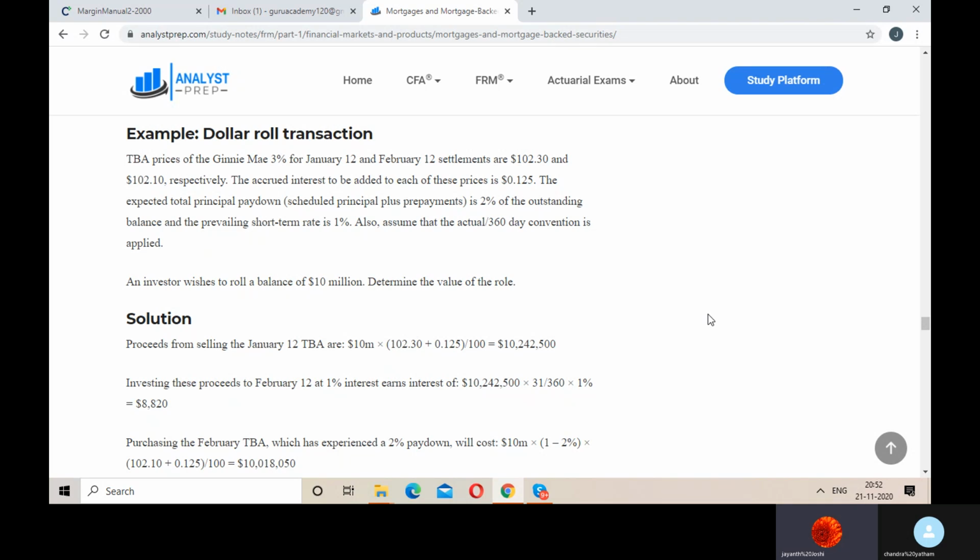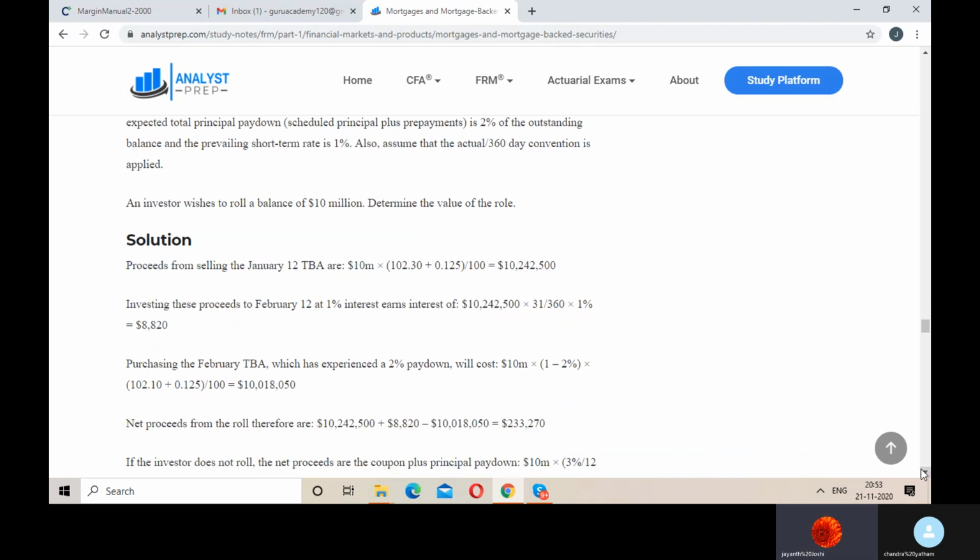The expected total principal pay down, scheduled principal plus prepayments, is 2% of the outstanding balance. So 2% is principal and prepayment, and the prevailing short term rate is 1%. Also assume that the actual 360-day convention is applied. So this is a very easy question. He just wants to know: an investor wishes to roll a balance of 10 million. So in this dollar rollover transaction, we will see what is the benefit to the investor.